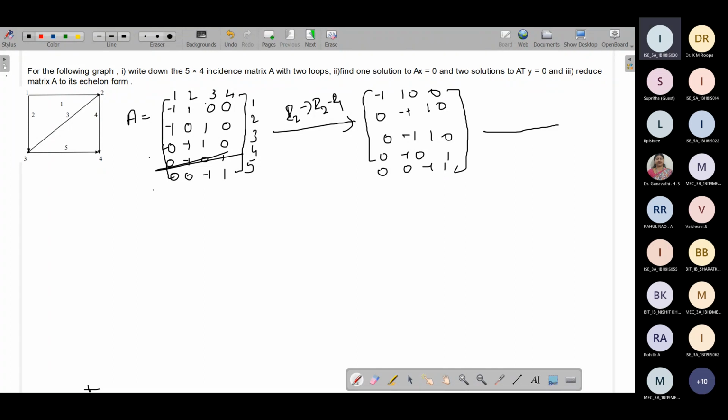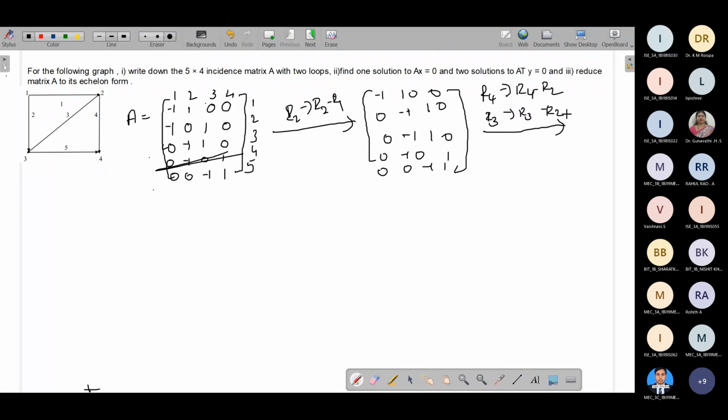Next, again, we will apply two transformations: R4 becomes R4 minus R2, then R3 minus R2. So finally, again, we'll get the matrix as -1, 1, 0, 0, 0, -1, 1, 0. Now R3 will change. The R3 row will become 0. Again, R4 will become 0. And we can see here it will be 0. Again, here it is -1. Again, it is 1.